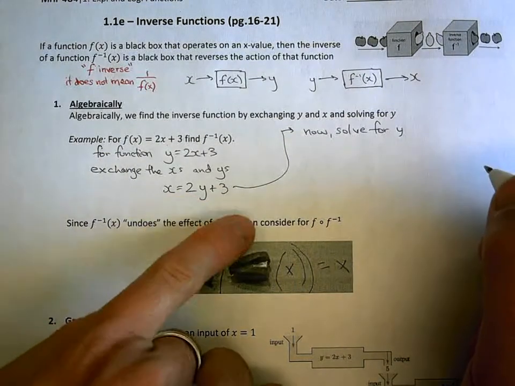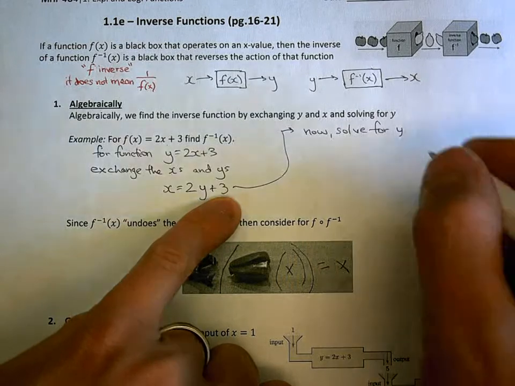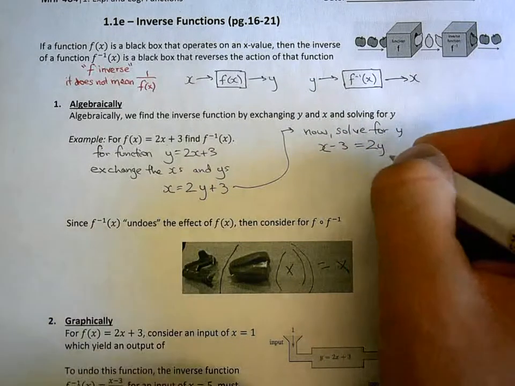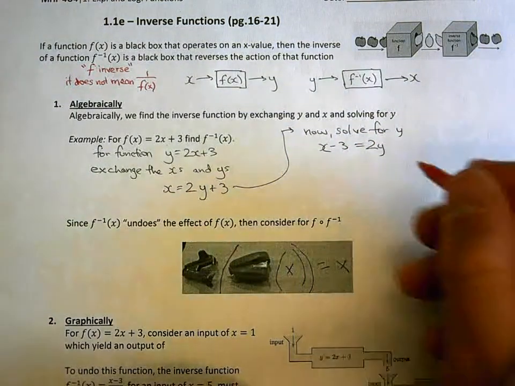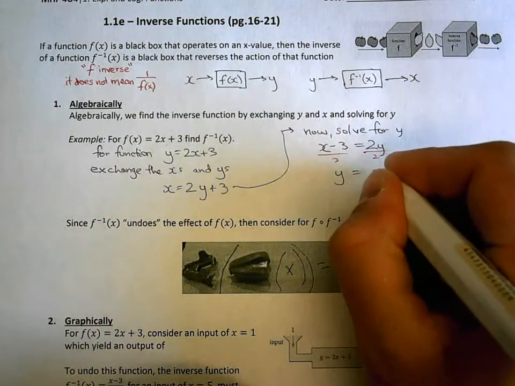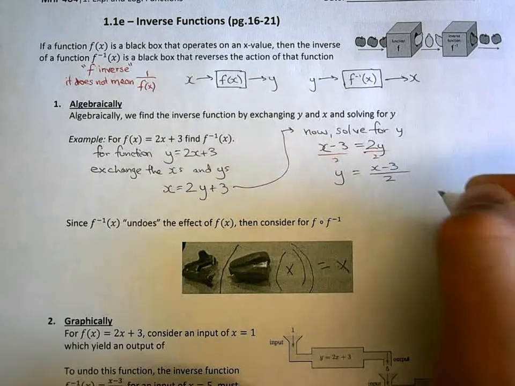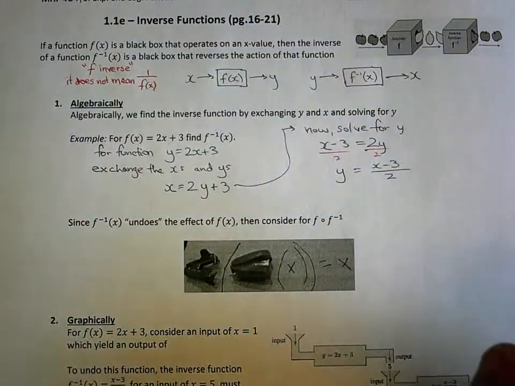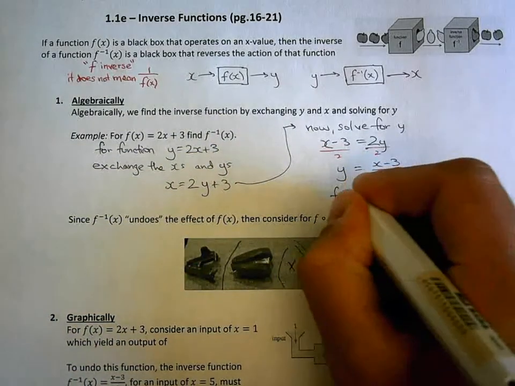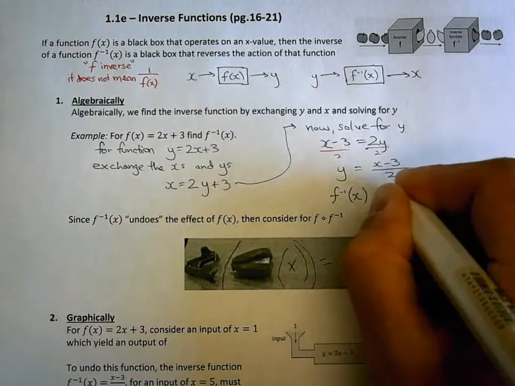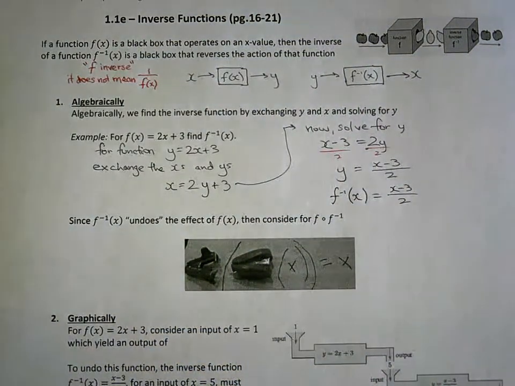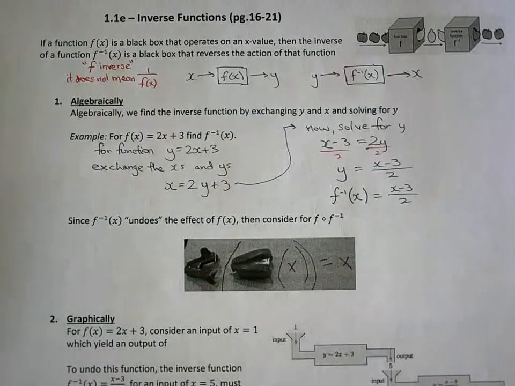Okay, well, to get the y by itself, I have to first do reverse BEDMAS, so I bring the 3 to the other side, so I have x minus 3 equals 2y. How do I get the y by itself? Well, I divide both sides by 2. So I end up with y is equal to x minus 3 over 2. The question was not asking for y, it was asking for the inverse function. So I should write f inverse is x minus 3 over 2. And there it is. It's not a difficult procedure. You always just exchange and then solve.